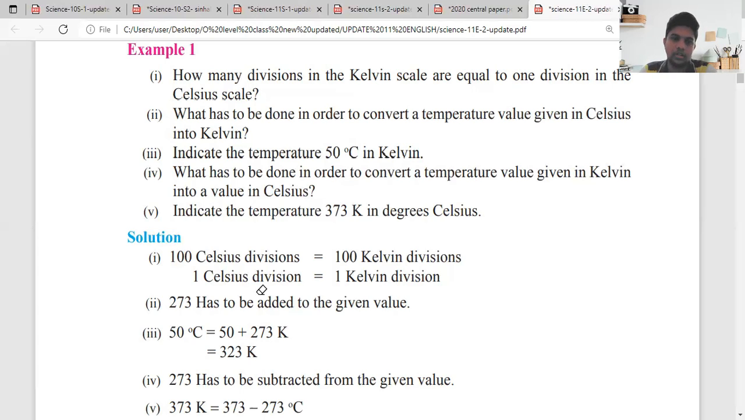That fourth one, write down. What has to be done in order to convert a temperature value given in Kelvin into a value in Celsius?